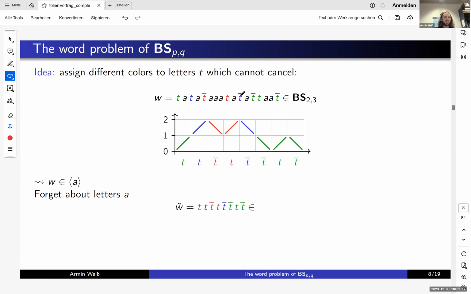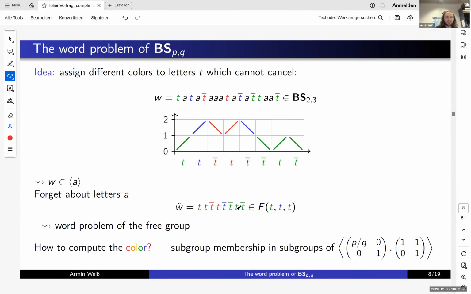And well, then we define a new word, W tilde, and that's just the T's with the different colors. So it's a word in the free group with T's of different colors, and that's the word problem of the free group. Now, how do we assign the colors?